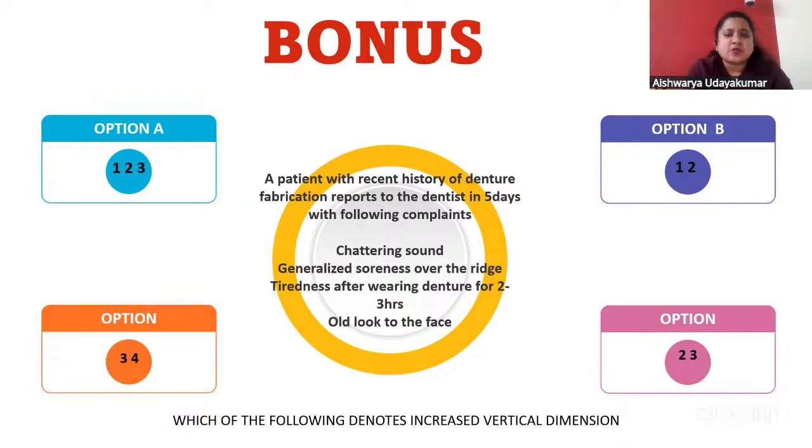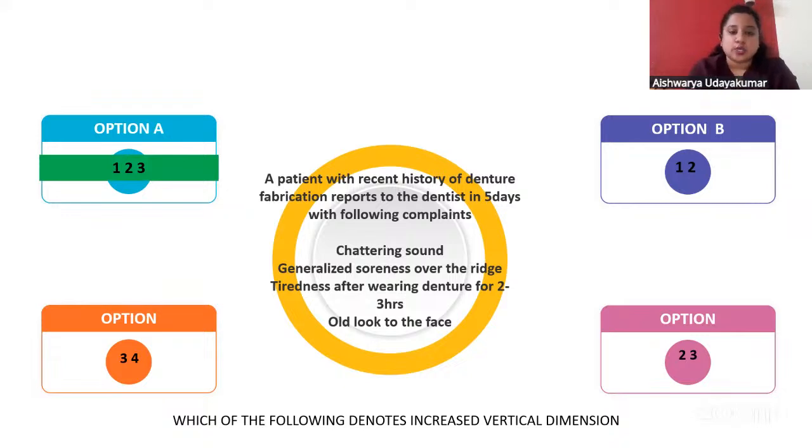So chattering sound, I mentioned that it is there in increased VD. There is tiredness after wearing, I told you, whenever there is tiredness, please check whether there is increased VD. Old look face is not there because the patient's face is stretched. It won't give you more wrinkles. So old look face can be ruled out. So 1, 2, and 3. The soreness over the ridge is also a problem of VD. That is the answer.